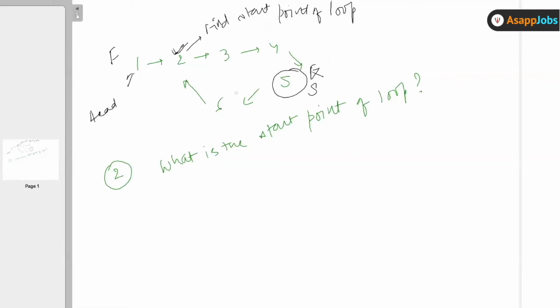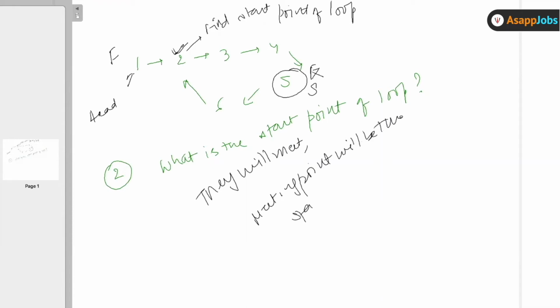I got your point, but how do you say with confidence that both will meet at the starting point of the loop? What is the logic? What is your hypothesis for this? I understand that they will meet, but how are you saying that the meeting point will be the start of the loop? How can you say this?